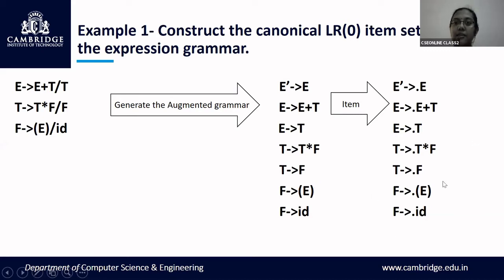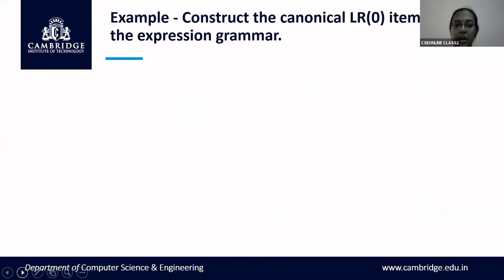What is an item set? When a dot is there on the RHS of a production rule, it is called an item. When you have more than one item like this, it is called an item set. Okay. So keeping this item set, now we are moving to the next step, which is construction of the DFA.